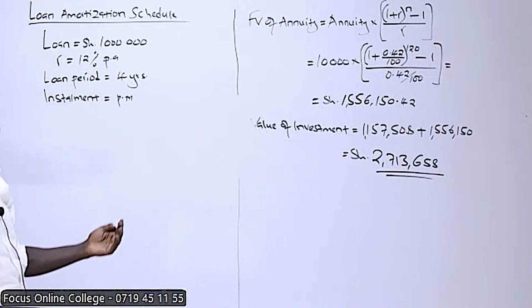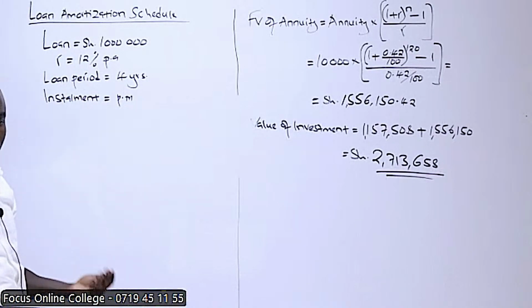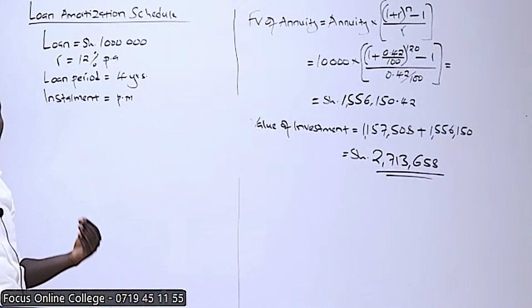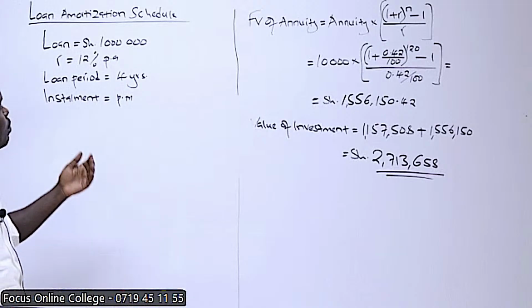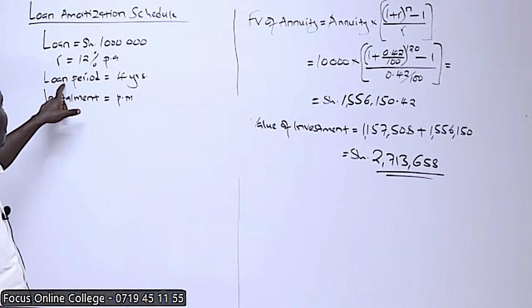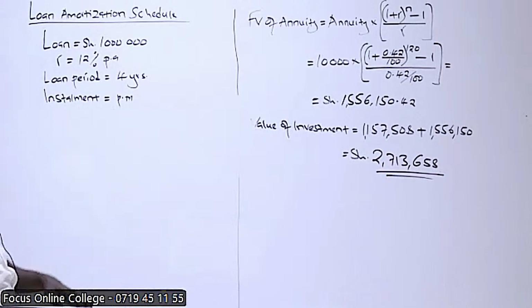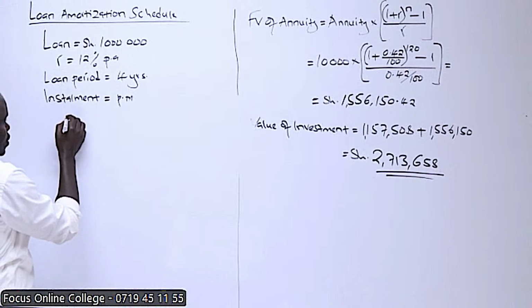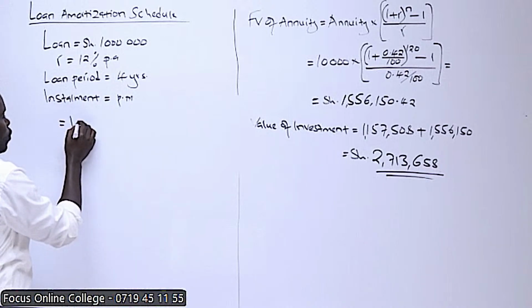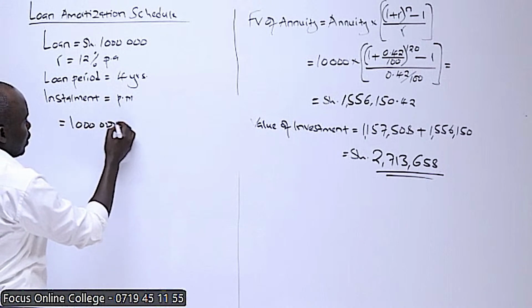So in short, you are being asked to compute the installment, the amount payable each year or each period to exhaust the loan amount plus interest over the period of the loan. And remember, when you borrow a loan, it will be the loan amount, like 1 million, plus interest.